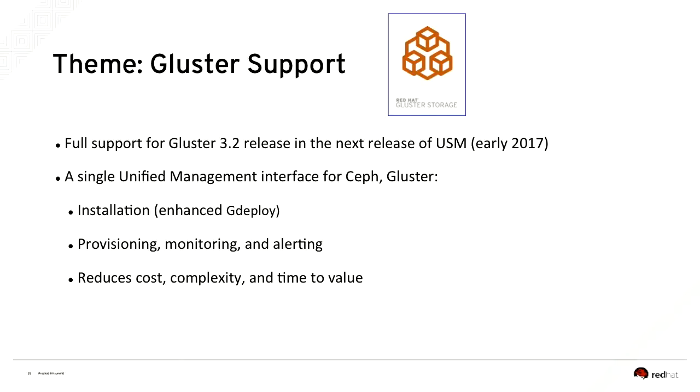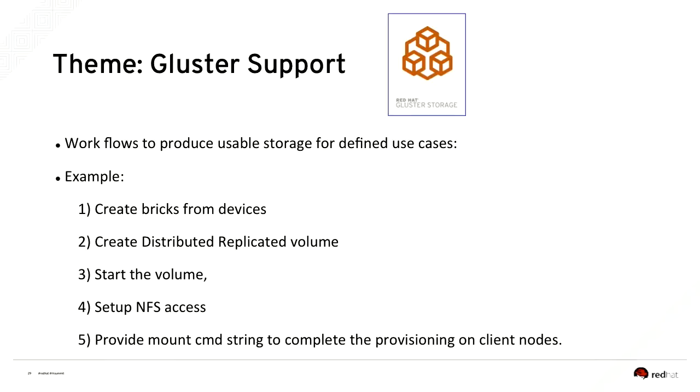Some of you may have seen a session earlier on Aplo, which is a way to provision storage for OpenShift through Heketi. So it has a lot of intelligence that we have to bring in either directly or through a library or something like that. And the same strategy as you've seen with Ceph, it'll be provisioning, monitoring, alerting, graphical interface for Gluster as well. Same approach to reduce the cost, complexity, time to value.